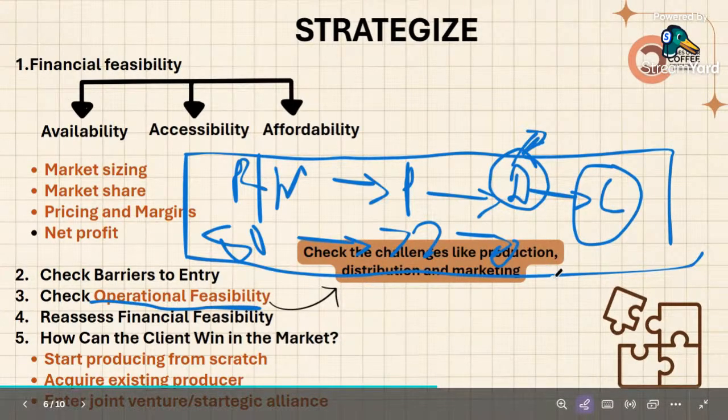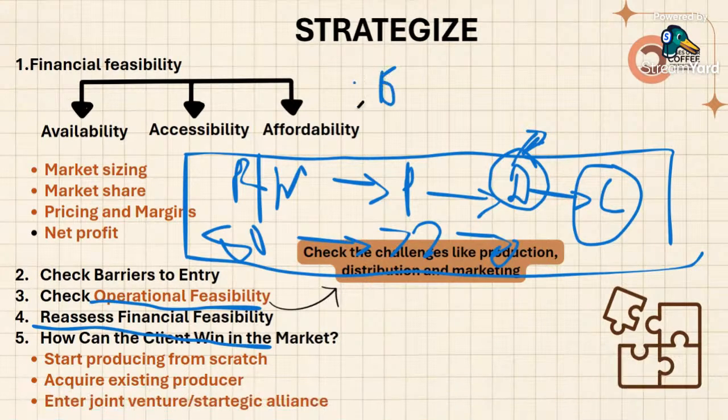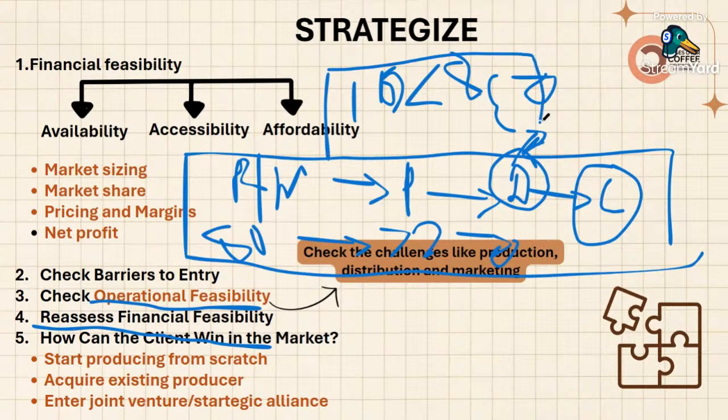Now, once we did this, we reassess the entire thing. We again check, let's say, as we mentioned, that 10 CR was our investment, and after all this analysis, we came to the conclusion that we'll be able to make only 8 CR. Now in this case, we will be reassessing this entire analysis.